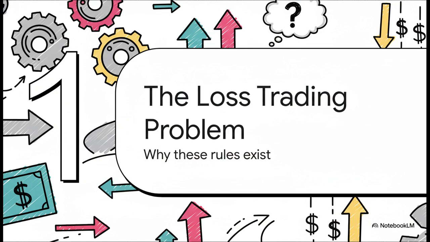Why are these rules so complex? Well, without them, a profitable company could simply go shopping for a company with huge losses, not because it wants the business, but just to use those losses to slash its own tax bill. This is what we call loss trading, and these rules are the government's way of shutting that door.